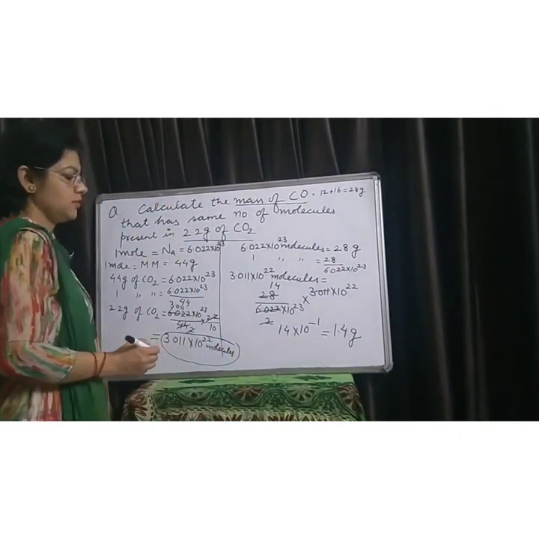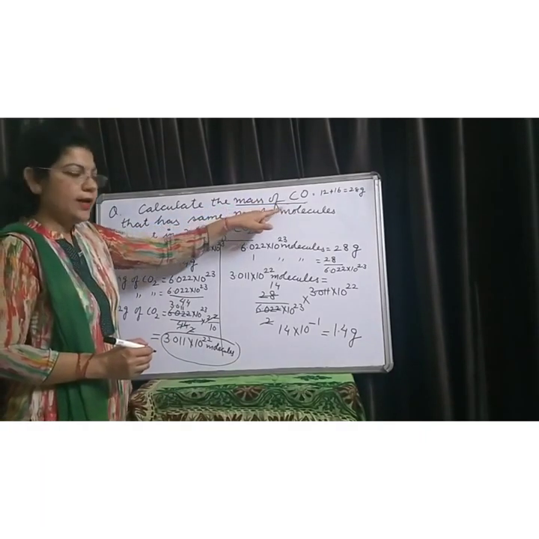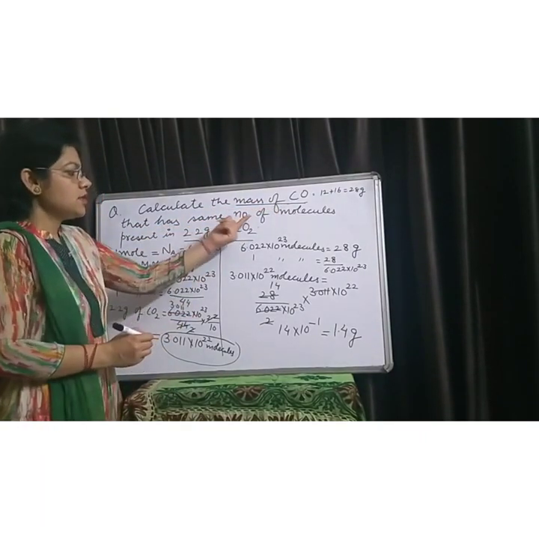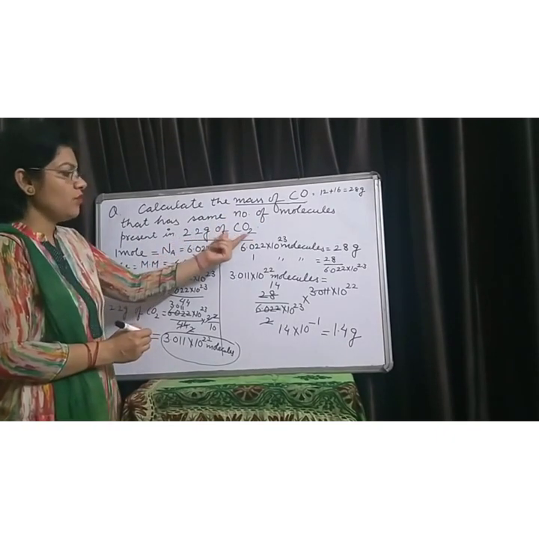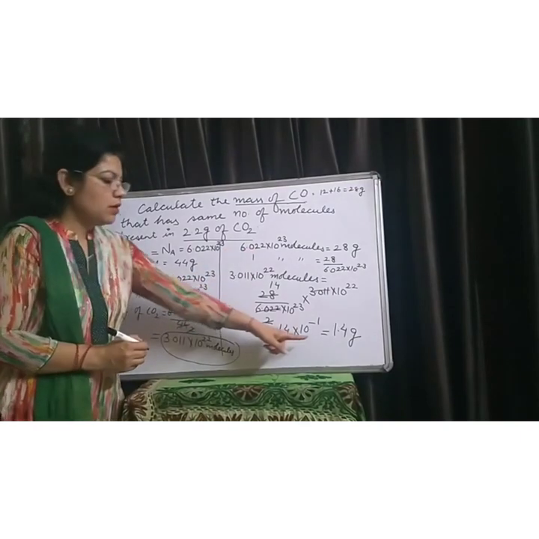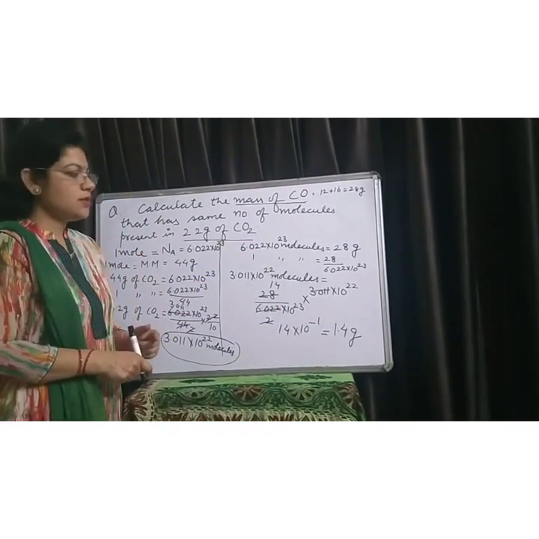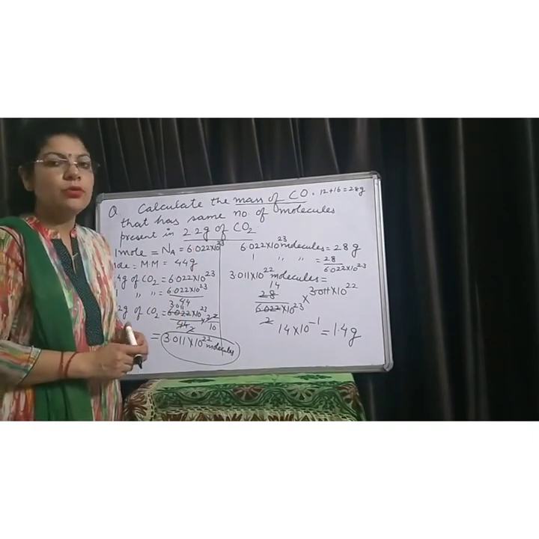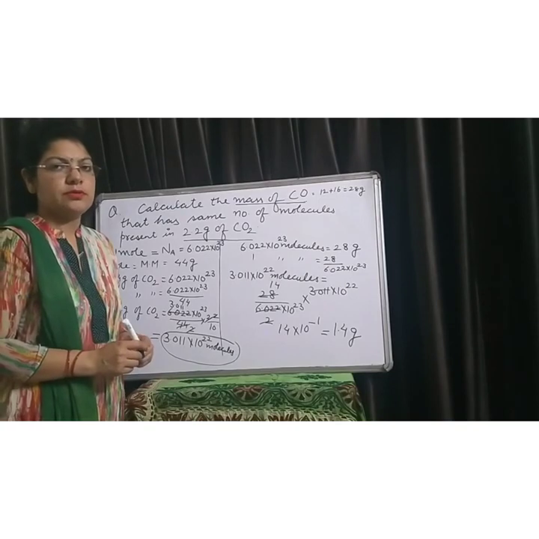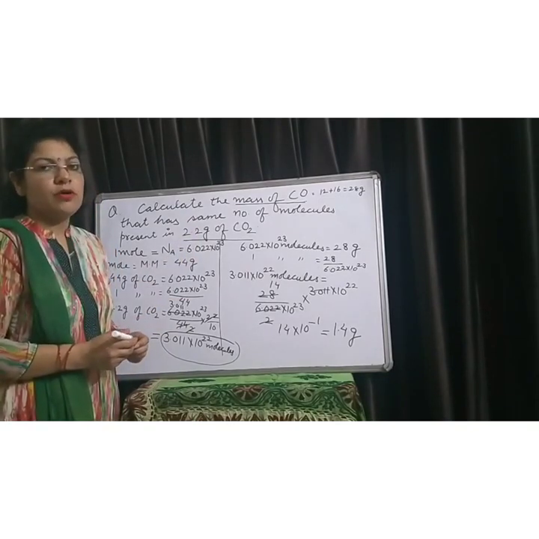It means the mass of carbon monoxide that has the same number of molecules as in 2.2 grams of carbon dioxide is 1.4 grams. This is another type of numerical problem related to the mole concept. I hope this question is clear to all of you.